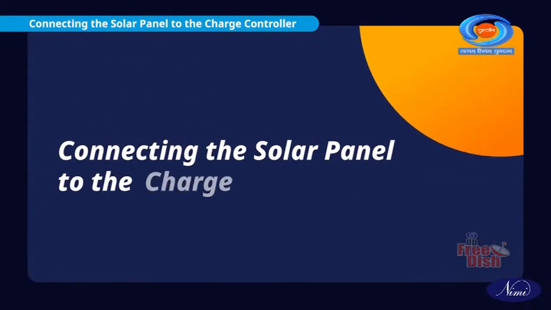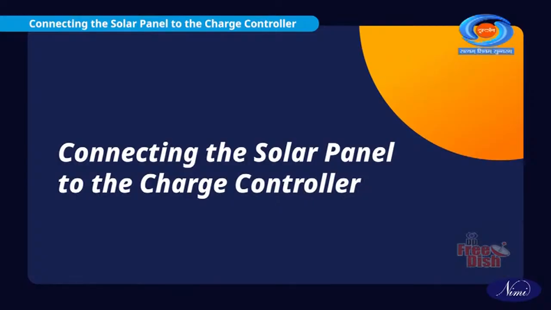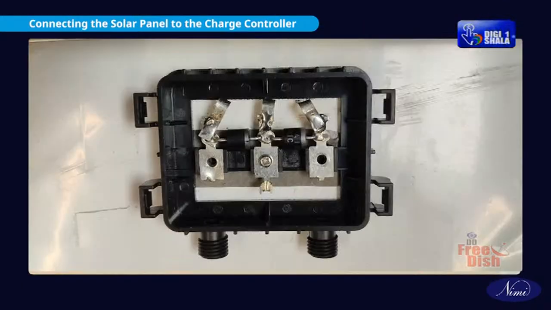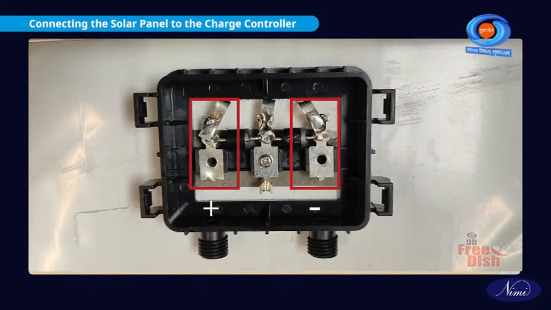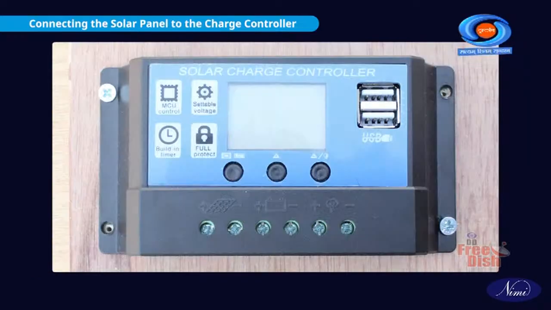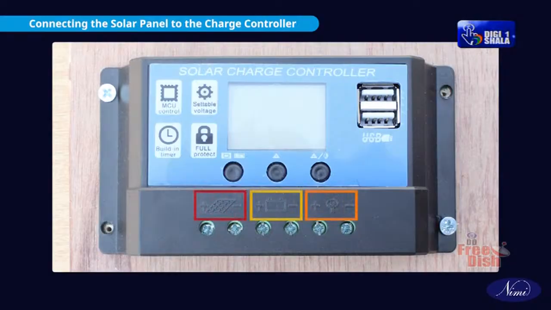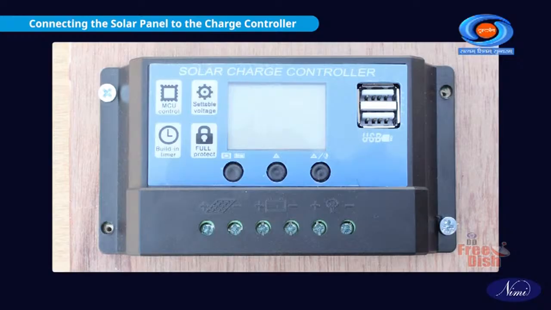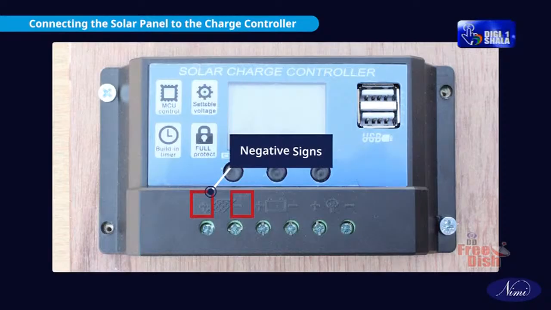Identify the terminals on both the solar panel and the charge controller. The solar panel typically has two wires coming out of it, one positive and one negative. The charge controller also has terminals labeled for solar panel connection, often marked solar or PV with positive and negative signs.